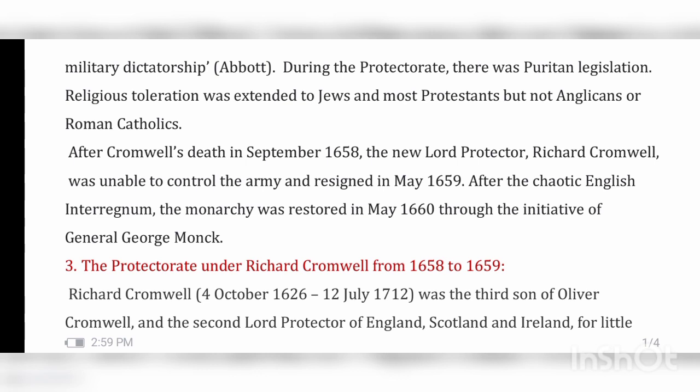So we see here the capture of power and the military control. They wanted to control the military power, and Oliver Cromwell, who defeated Charles the First, and then in 1649 to 1660.